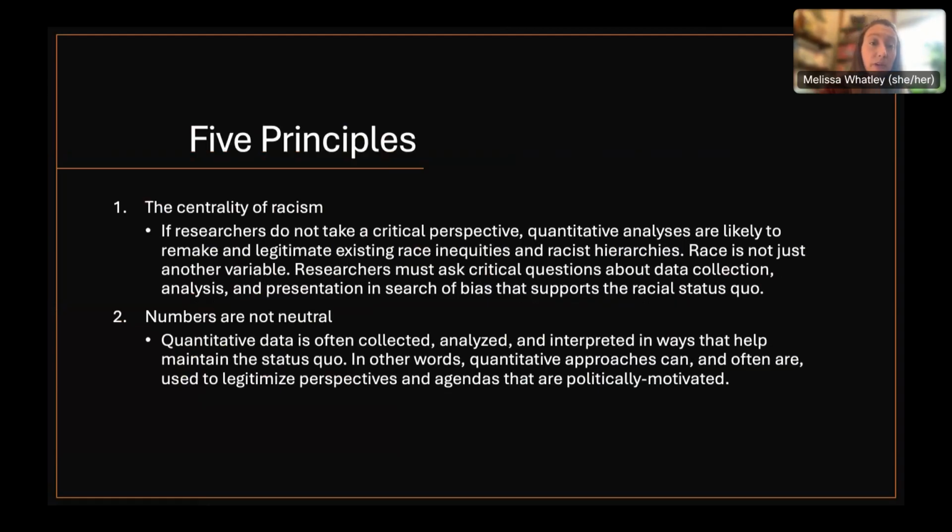The second principle of QuantCrit is that numbers are not neutral. What this means is that quantitative data are often collected, analyzed, and interpreted in ways that maintain the status quo. Another way of saying this is that quantitative approaches can and often are used to legitimize perspectives and agendas that are politically motivated. This goes back to the responsibility of the researcher to ask critical questions about the ways that the data are collected, analyzed, and interpreted. We need to pay attention to how this happens in quantitative research, particularly the research that we ourselves produce.